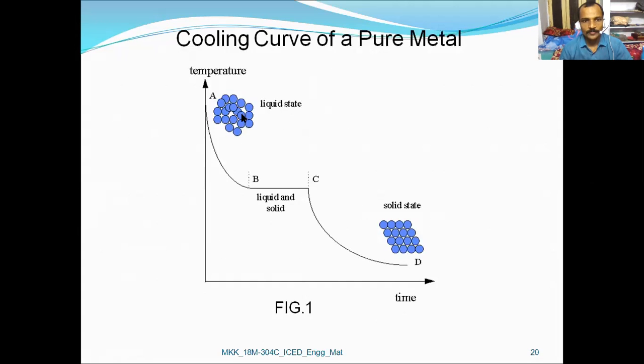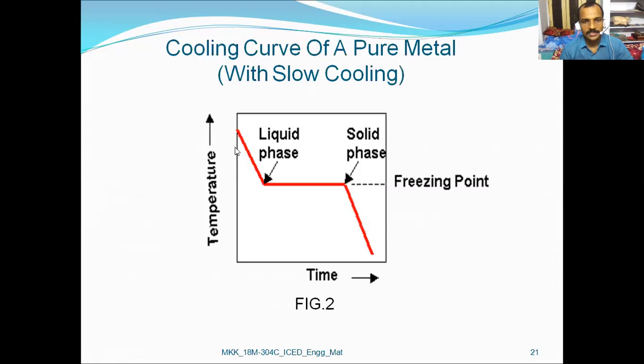So let us see here. This is the temperature and this is the time. A, B, C and D, 4 points, and at A it is in liquid state and at D it is in solid state. Nothing but from starting point A, whenever it enters A to B, this is the liquid phase, and B to C and then C to D. C to D is solid phase, A to B liquid phase, and here in between this is a freezing point.